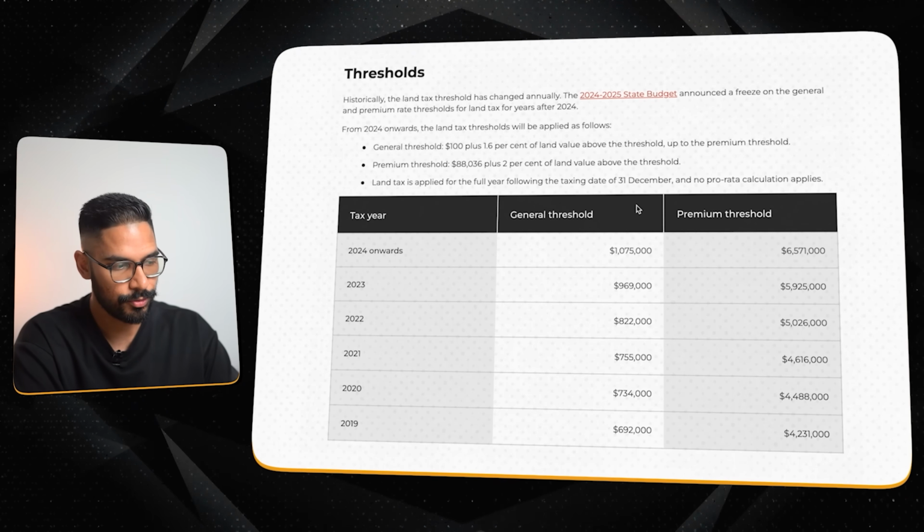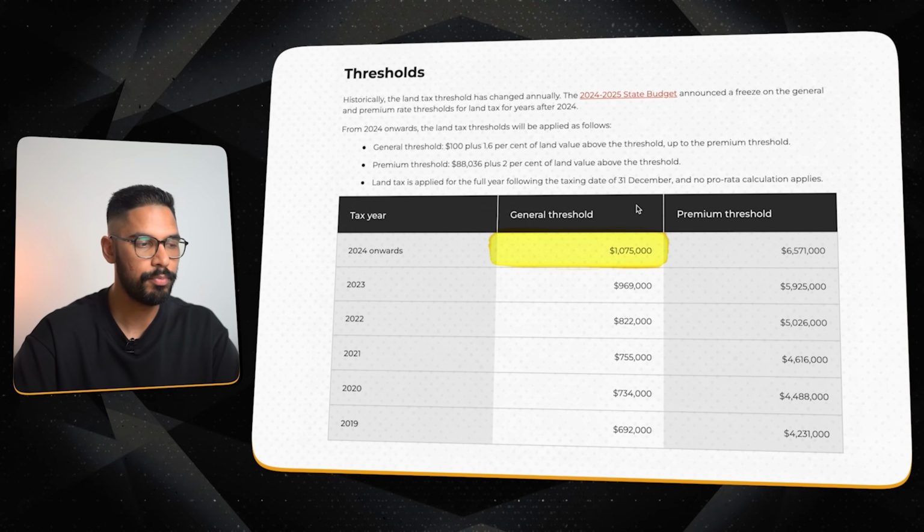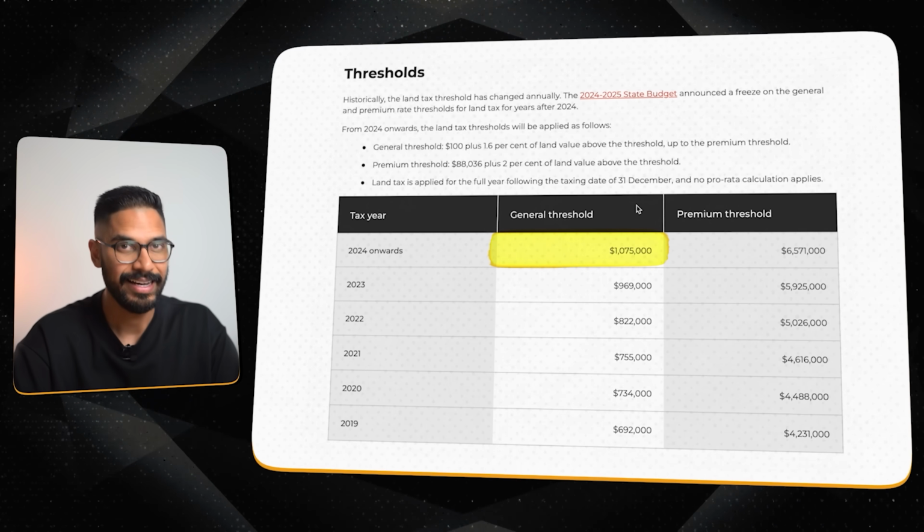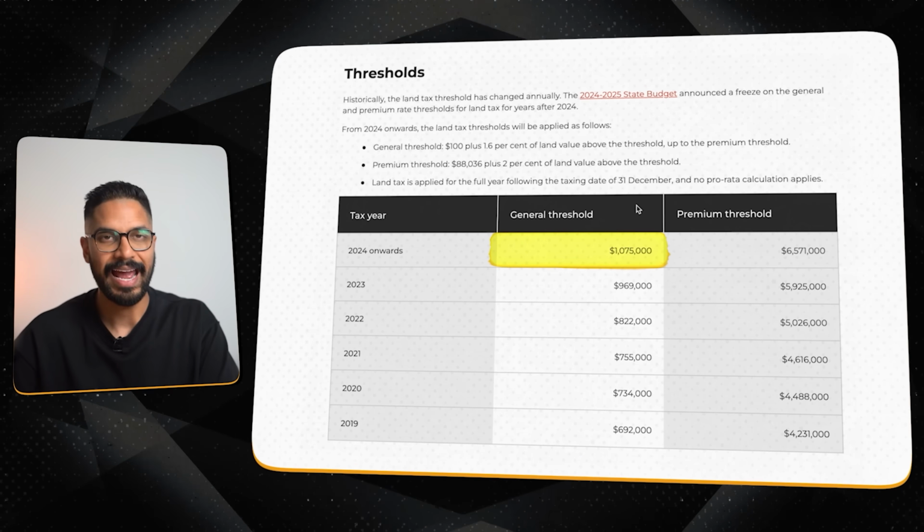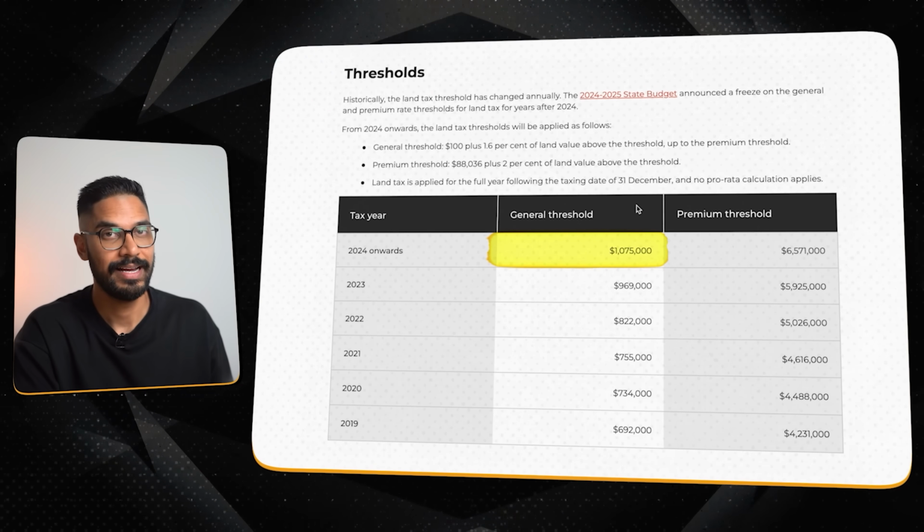So under the general threshold, you can have up to 1.075 million in terms of land value outside of your principal place of residence. And this is important. I know I have a lot of viewers that have their own principal place of residence, hold a large portion of value in their land, and you're going, am I going to have to pay tax on my own property? And no, you don't have to. You are paying this on investment properties. So your owner occupier is exempt from this calculation.